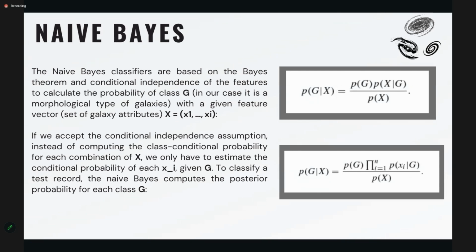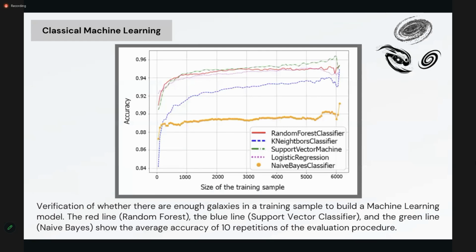And the last classifier is the naive Bayes classifier, based on Bayes' theorem and conditional independence of the features, to calculate the probability of a class, in our case morphological classification, given a feature vector. And what about our work? Now we're running through all these 5 classifiers. We had a training sample which consists of 6,000 galaxies, and we decided to see whether it is enough training sample in our case.